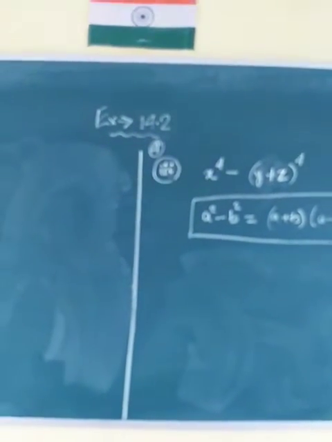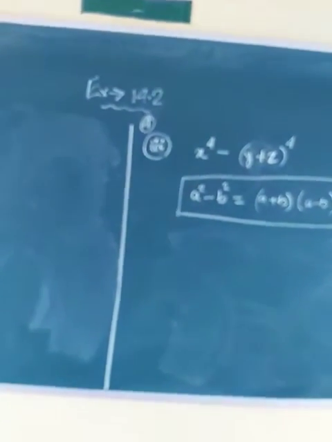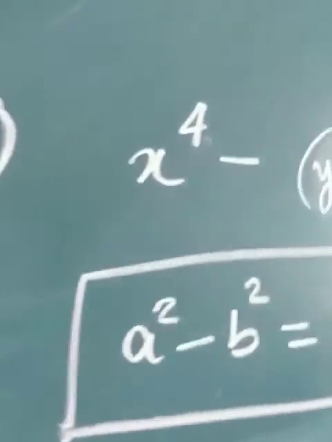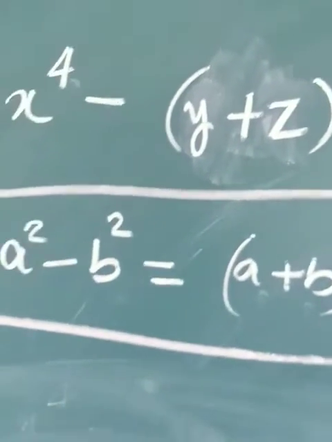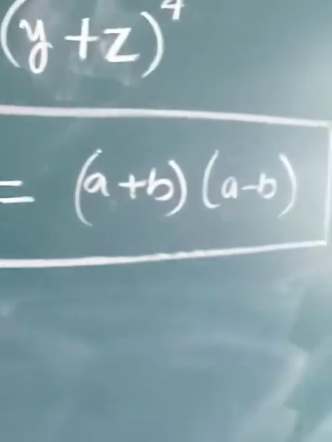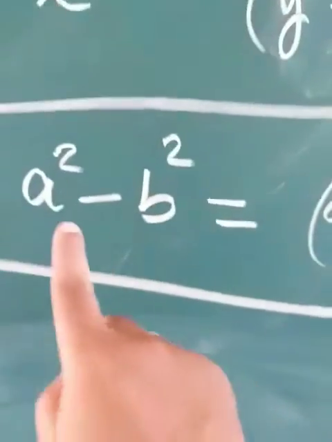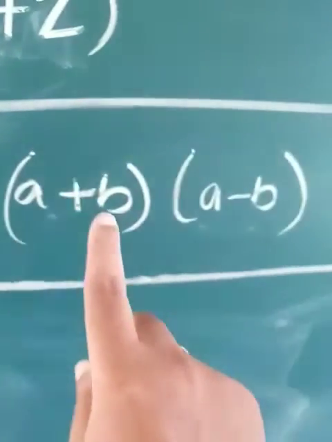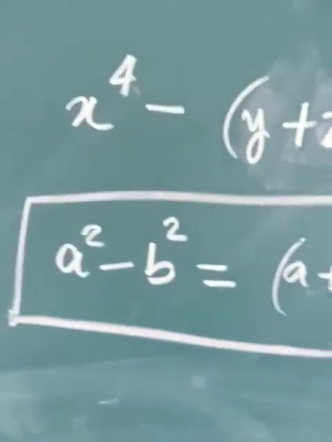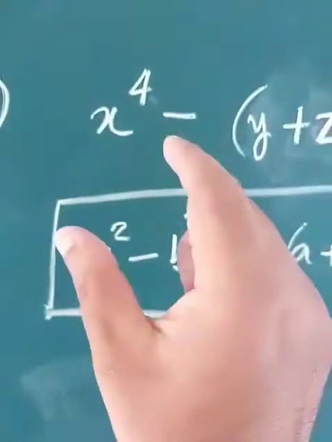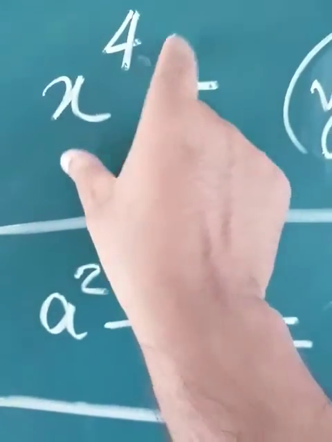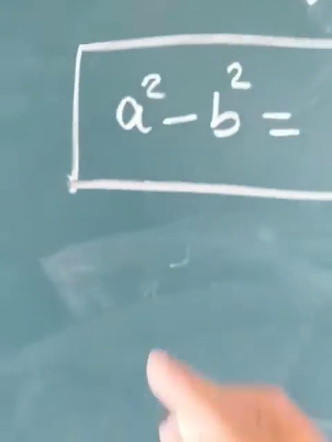Okay, so as you see, on the board I have written exercise 14.2, sum number 4, question number 4, sum number 3. I have written x to the power 4 minus y plus z to the power 4, isn't it? So we have to solve the sum with the identity which I have written, a squared minus b squared equals a plus b, a minus b. I already explained in question number 1 and 2 how exactly you have to convert this x to the power form in the form of a squared. So let's do it first.